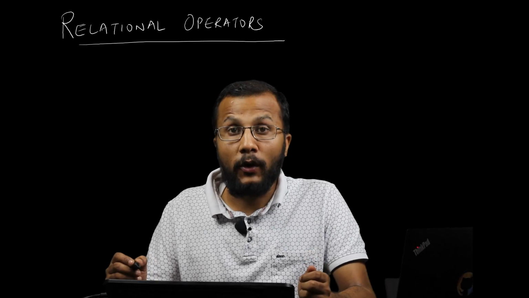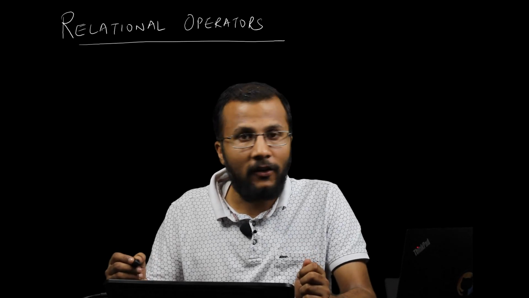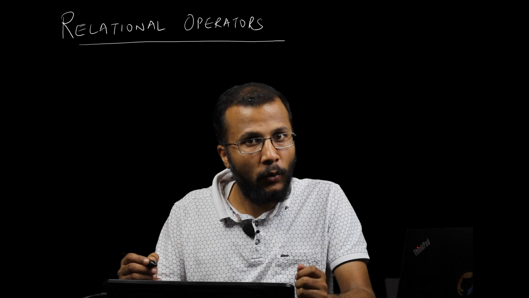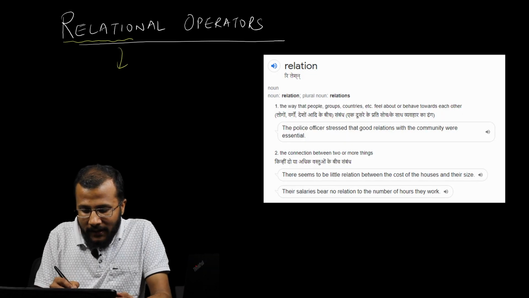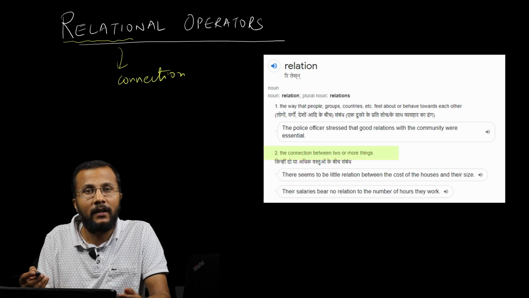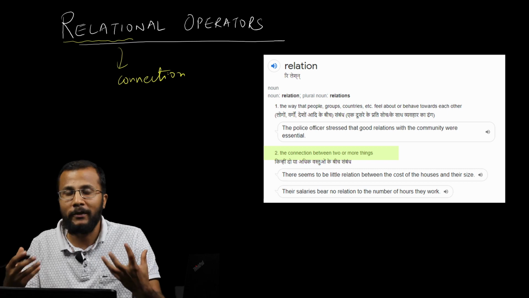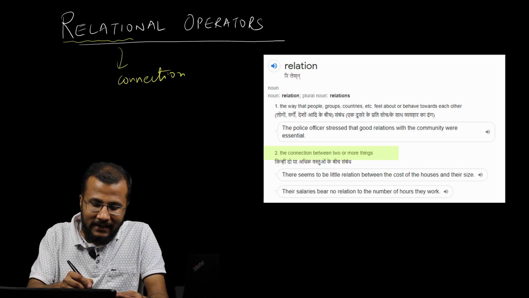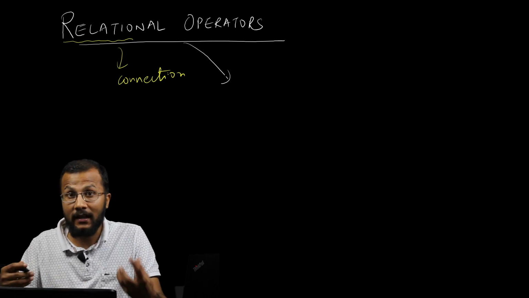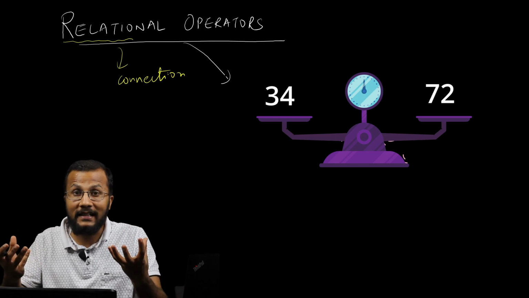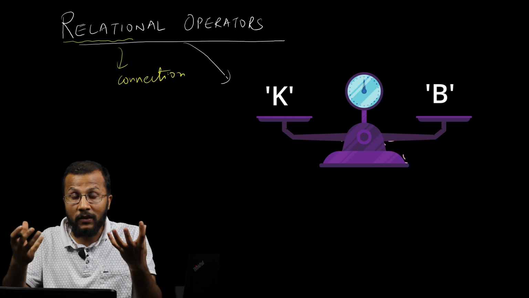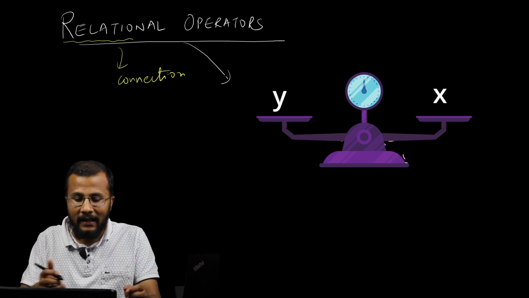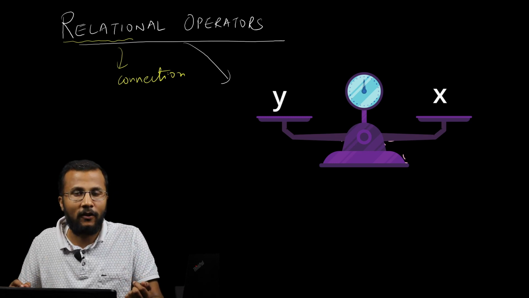In this lecture, we are going to learn about the relational operator. First of all, before we begin, let's try to understand the meaning of the word relation in English. The word relation will help us to establish the connection between two people or between two objects or between two different quantities. Similarly, in C programming, if you want to establish the connection between two quantities, let's say two numbers or two characters, or if you would like to compare two different objects or two different variables, then you will have to use the relational operators.